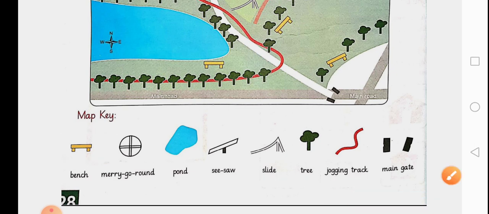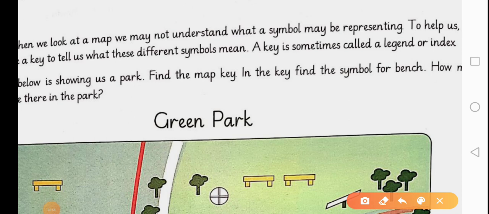So this is what we mean by the map key. Map key tells you the meaning of the symbols on a map, because not all the symbols are easy to define. Some might be newer symbols for us. So in order to make it easier for us, they have given a map key at the end of every map. Okay students, you also have to remember that the map key is also known as legend or index. We can call it map key and we can also call it legend or index.